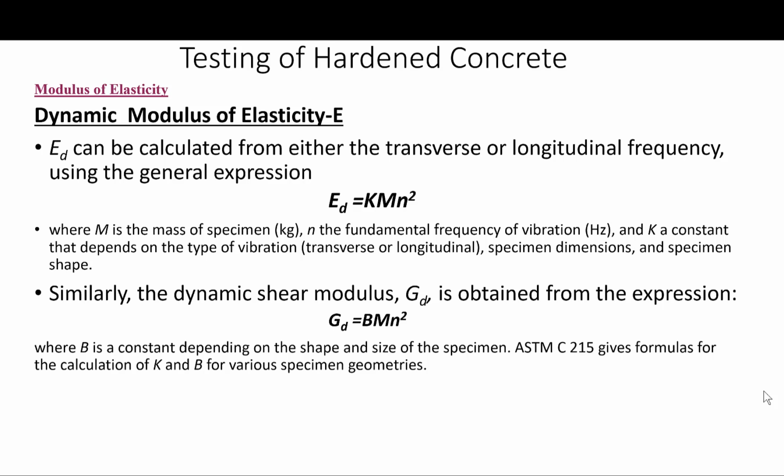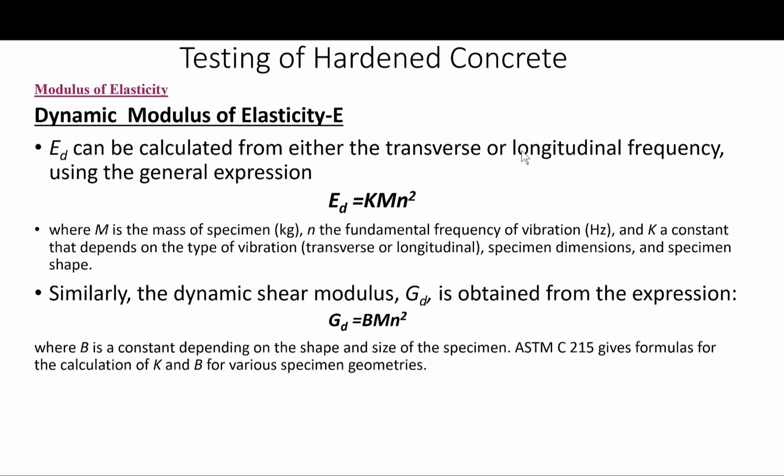So the dynamic elastic modulus, E sub d, can be calculated from either the transverse or longitudinal frequency using the general expression shown here, which is E sub d equals k times M n squared. M is the mass of the specimen in kilograms, n is the fundamental frequency of vibration in hertz, and k is a constant which depends on the type of vibration, transverse or longitudinal, and also on the specimen dimensions and the specimen shape. Okay?